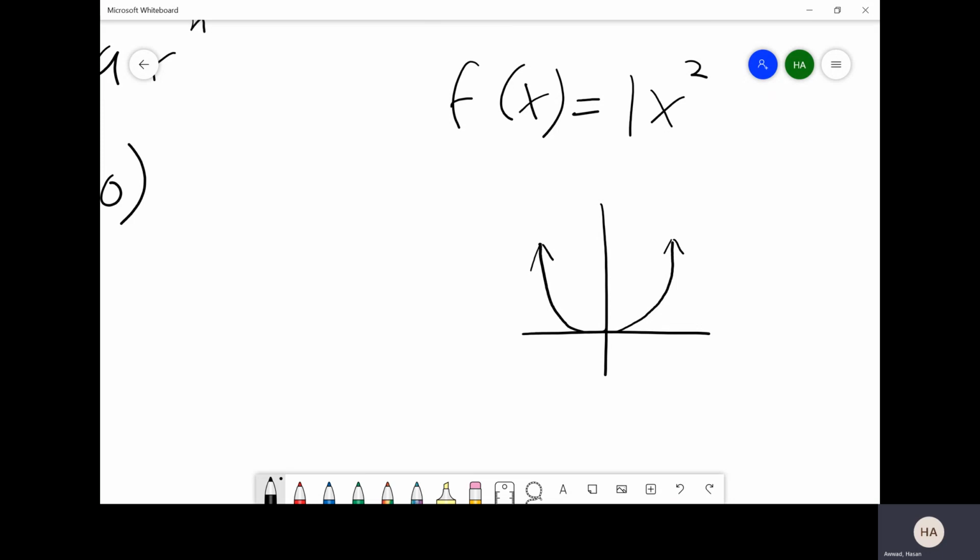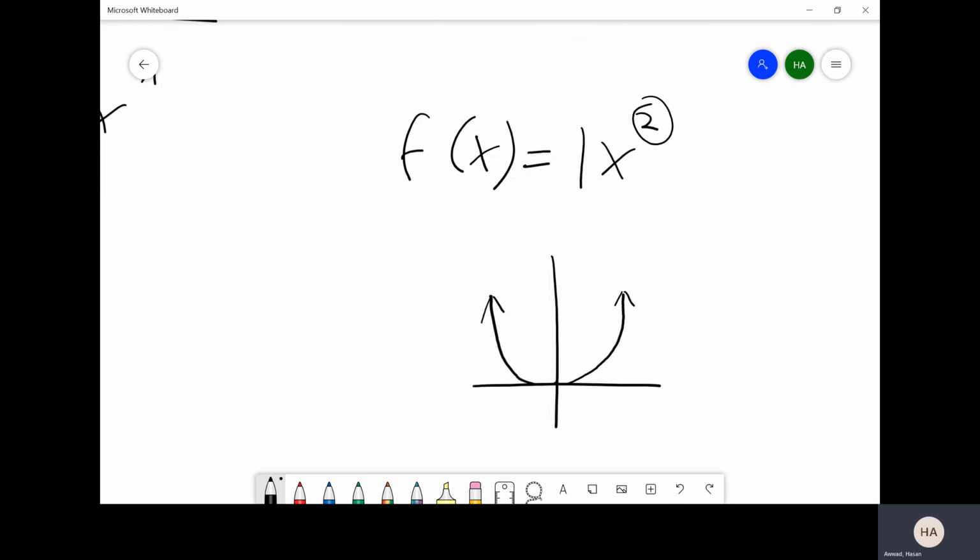Well, this is actually the case not just for 2, but for 4, for 6, and so on and so forth. As long as you have a power function, so as long as you just have the one term, and as long as your exponent is even, it's going to be symmetric about the y-axis. So your line of symmetry, your axis of symmetry, is going to be the y-axis itself. Okay? Now, the other thing that can happen is if you have an odd exponent.